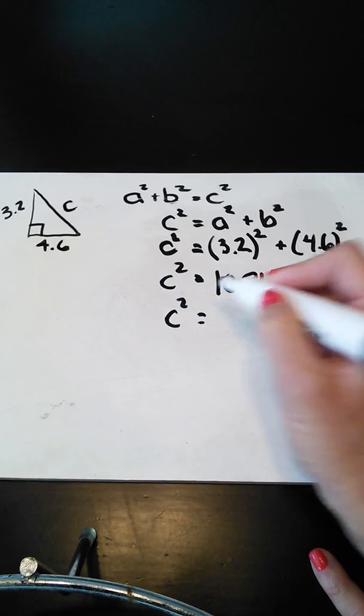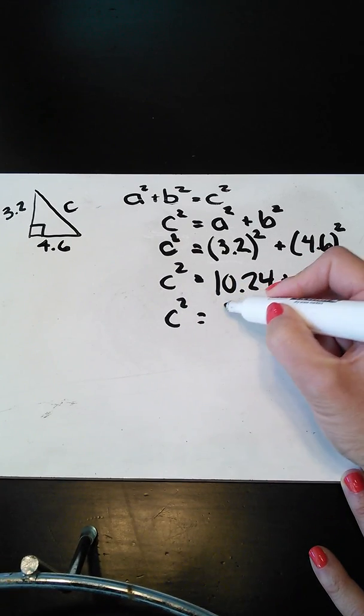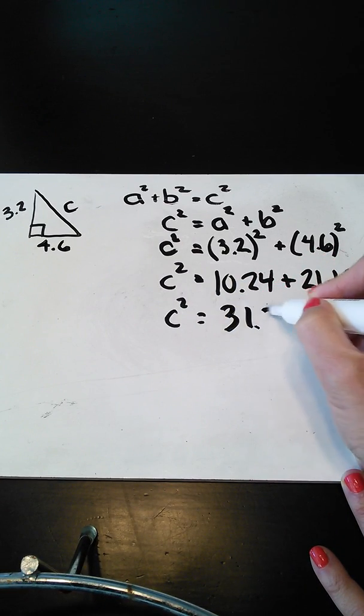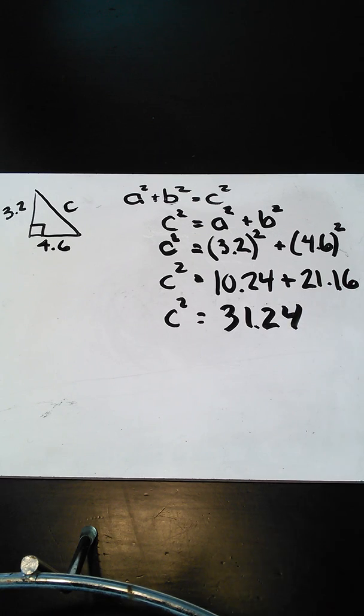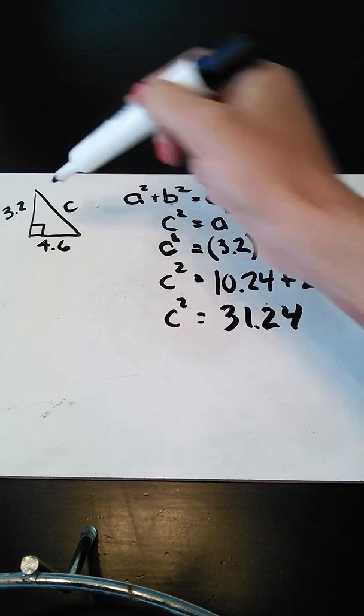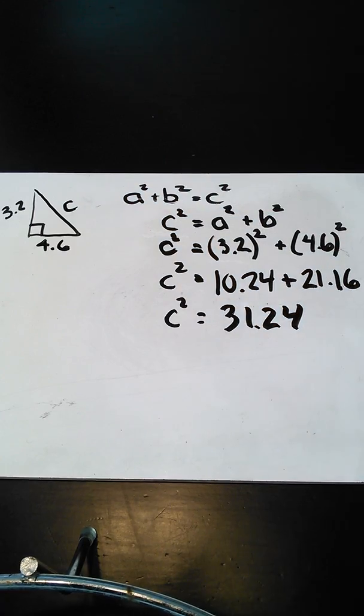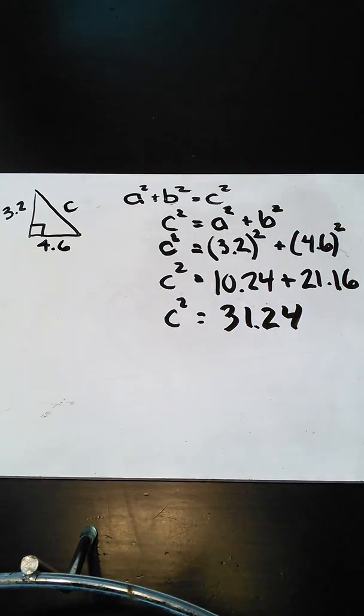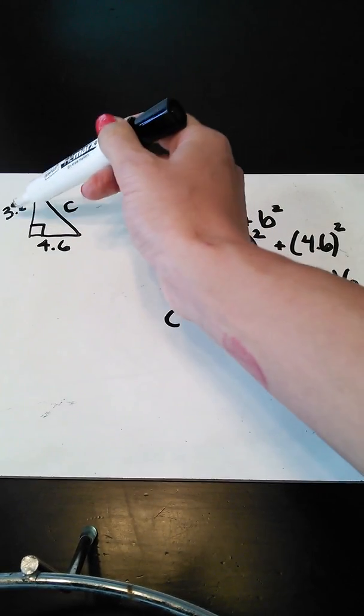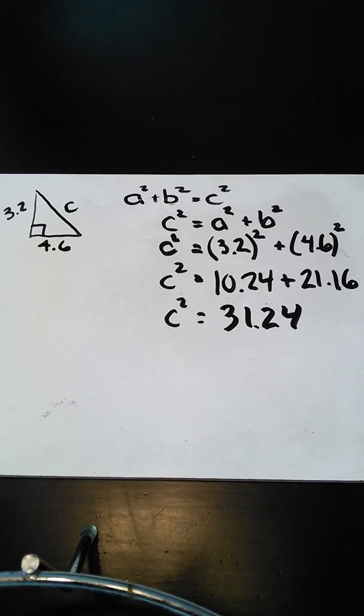And then after that, if I add them together, I end up with C squared is equal to 31.24. Now, in reality, if we think about this, 31.24 is very long, and that doesn't make very much sense for it to be the hypotenuse of a triangle that has side lengths of 3.2 and 4.6.